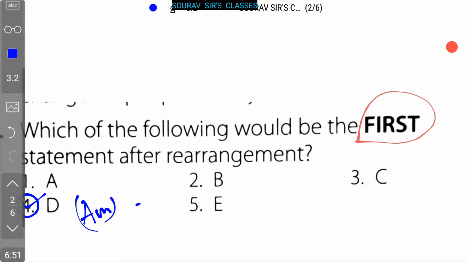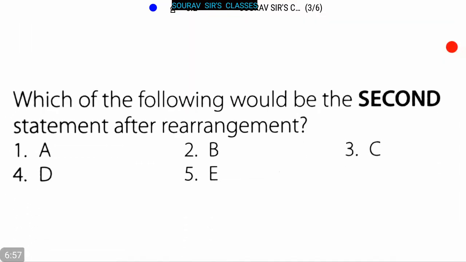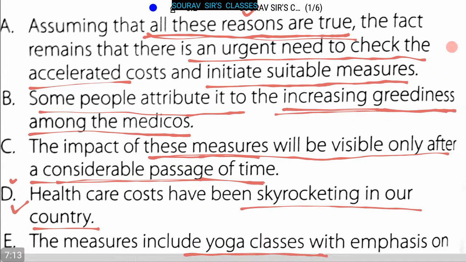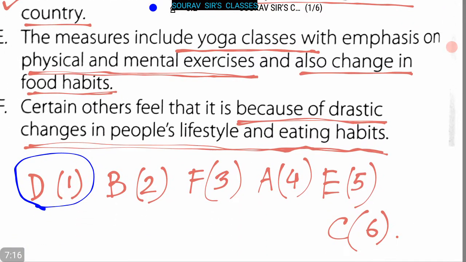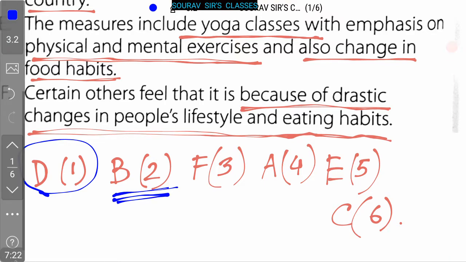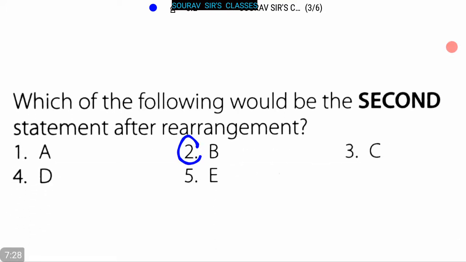Now let's go to our next question. That is, which of the following would be the second statement after the rearrangement? So we have to find the second statement after the rearrangement. Now again let's go back to the rearrangement. Here B is the second statement after rearrangement. So option 2, that is B, is the second statement after rearrangement. So B is the answer.